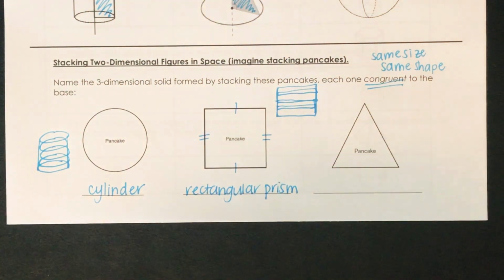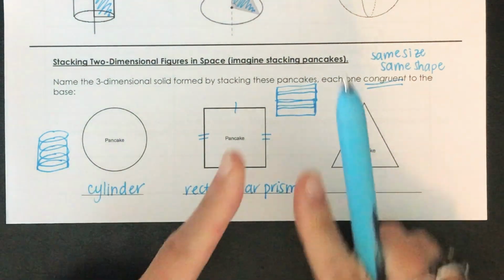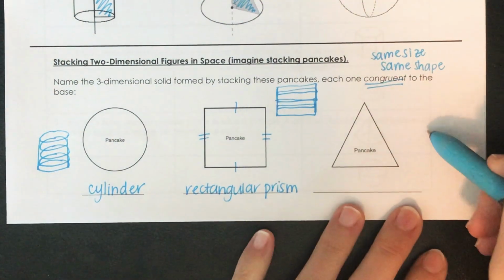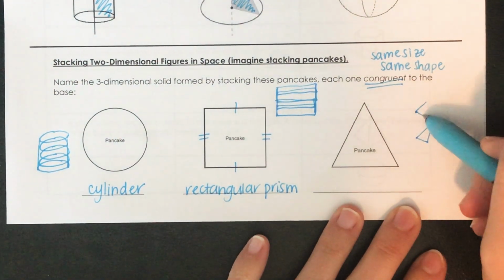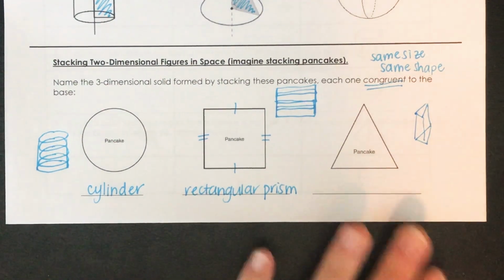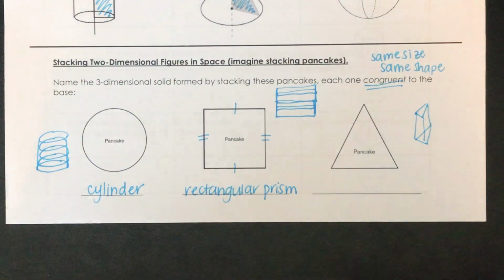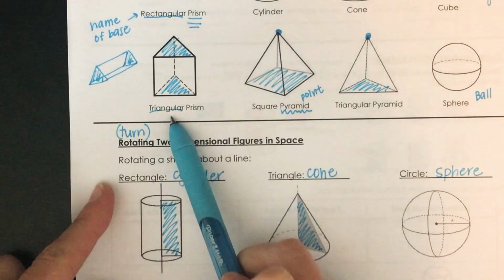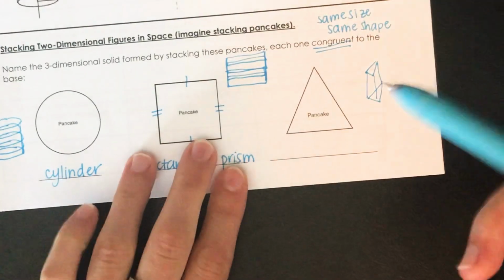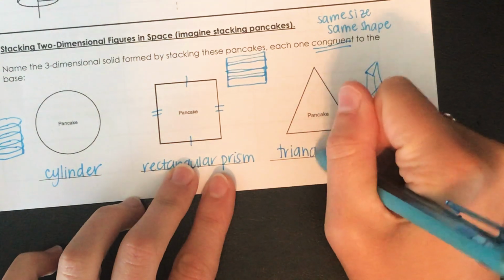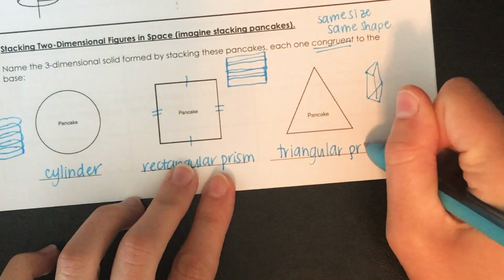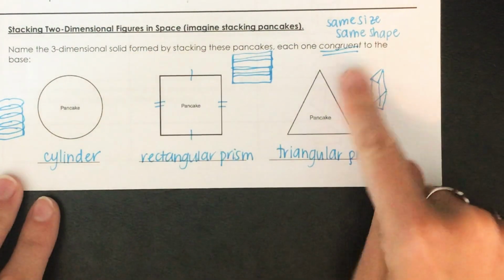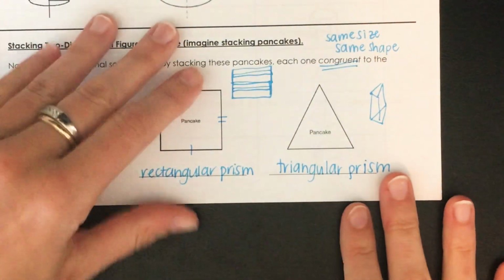Okay, last one. If I have a triangle pancake and I stack a triangle on a triangle on a triangle, I've got a triangle at the bottom and a triangle at the top and they've stacked their way all the way up. Well, this would be a prism again. The one that has a triangle at the bottom and a triangle at the top would be a triangular prism. So there's my answer for this one. Prism. Okay, I almost forgot how to spell it. There you go. So stacking 2D figures that are congruent, the exact same shape and size.